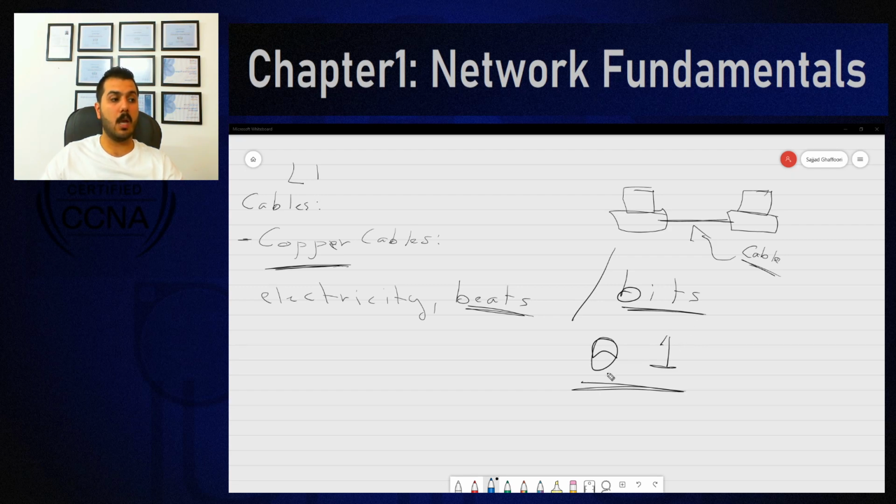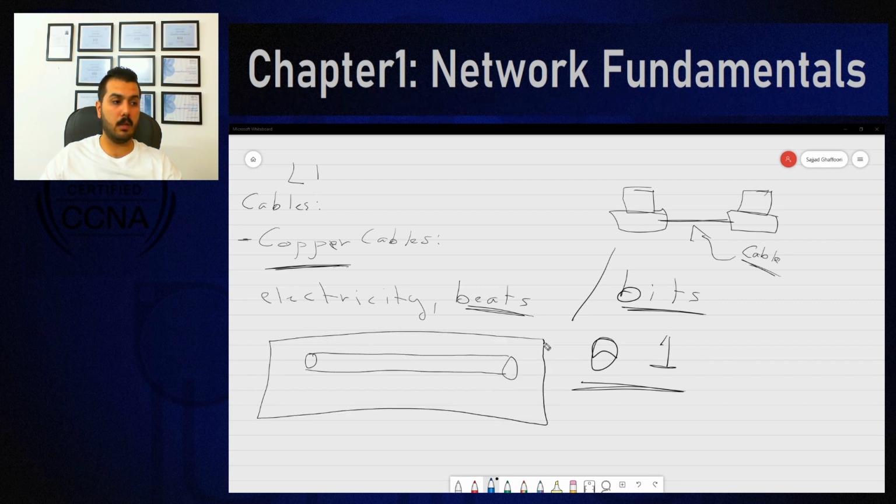upcoming lectures. The important thing that you should know right now is that if I have a single copper wire inside a cable that is carrying multiple copper wires inside it, this single copper wire is carrying my ones and zeros, my bits, in this way. Okay, 1 refers to something that is happening, 0 refers to something that is not happening, refers to silence.